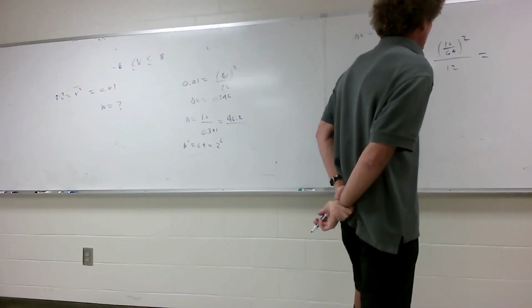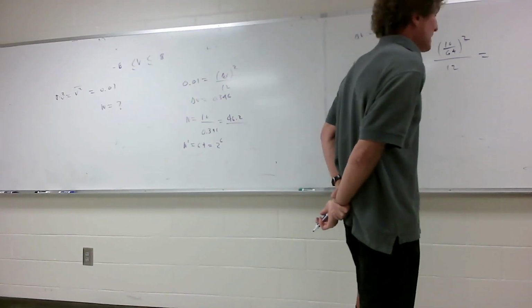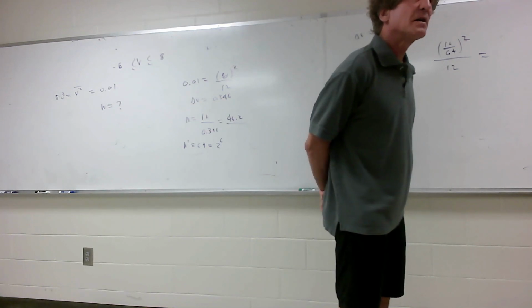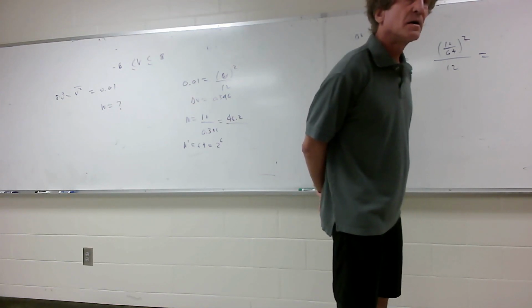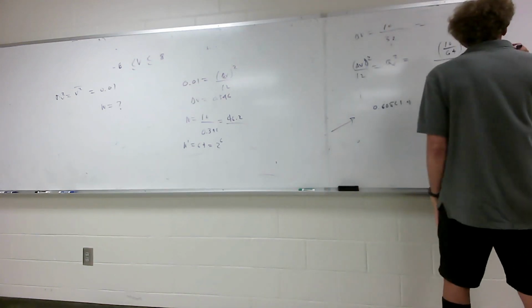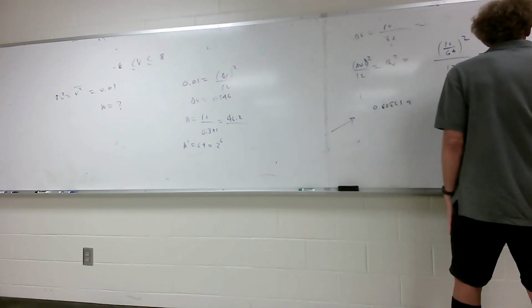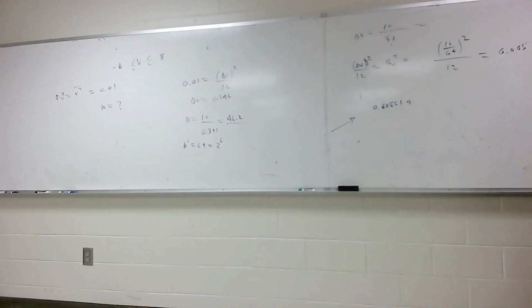1/4 squared is 1/16. So 1 over 16 times 12 would be? Yeah. You got that? This doesn't seem like much, but believe it or not, it'll get you at least going in the right direction when you have to do this.